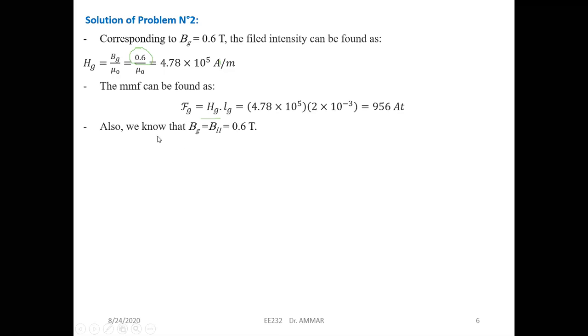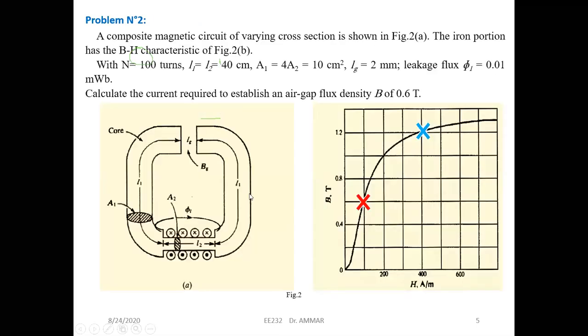Also, Bg equals BL1. Why? Let's go back to the magnetic circuit. Look at this picture here. So here, the flux density here and the flux density here, it's the same. Because they have the same cross section.